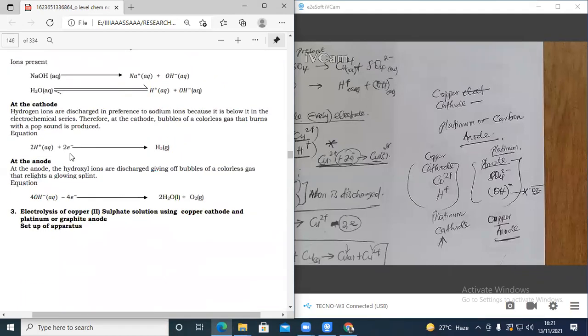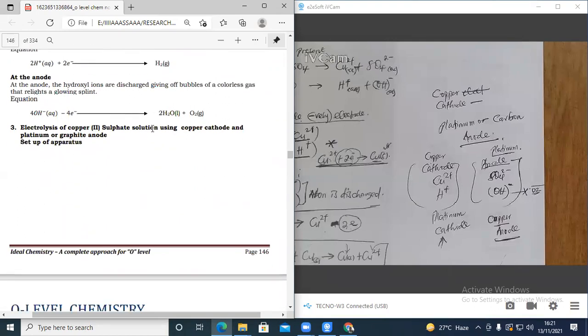Now here also, you are looking at this electrolysis of copper sulfate solution using a copper cathode and a platinum or whatever anode. Then I also want to look at a state where we are going to use a platinum cathode and then a copper anode. You get it? Yes, teacher. So that is the state I want to look at.